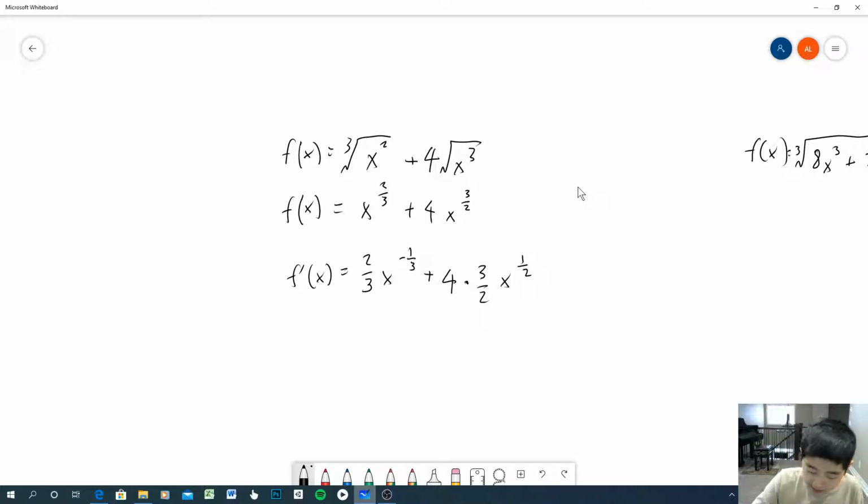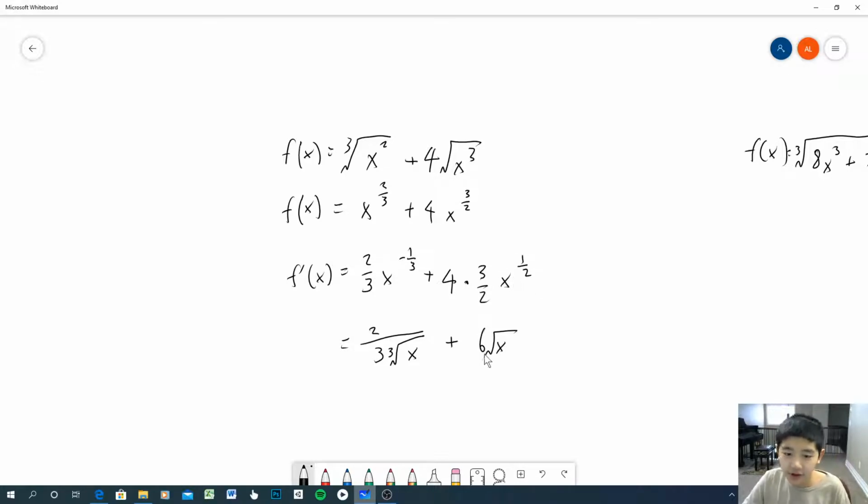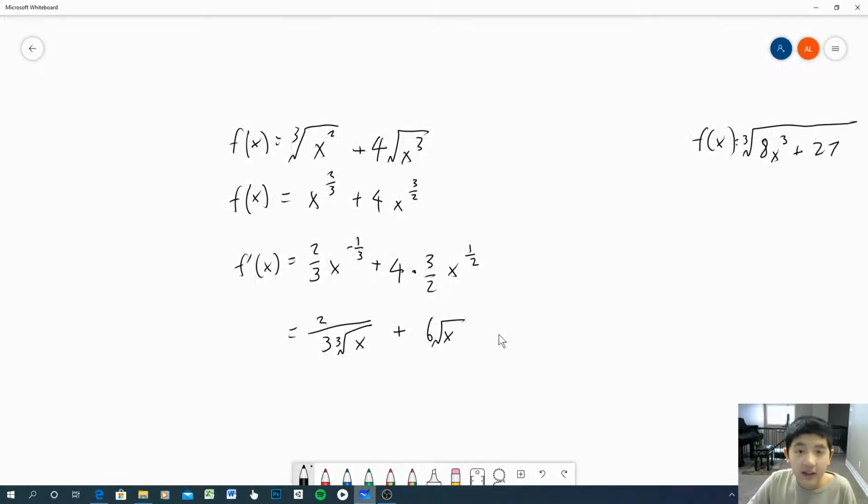We can simplify this into 2 over 3 times the cube root of x, plus 6 times the square root of x. Because x to the power of 1 over 2 is just the square root, and 4 times 3 over 2 equals 6. And x to the power of negative 1 over 3 is just 1 over the cube root, times 2 over 3. And that will give us our solution.